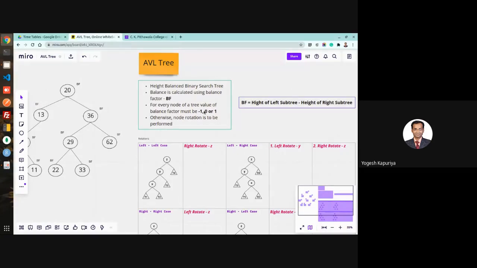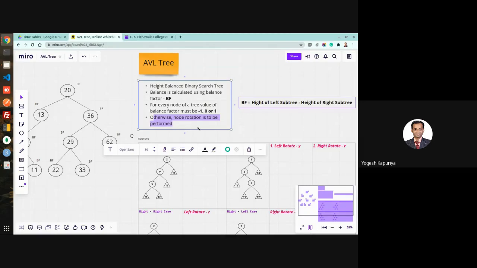So whenever you insert something inside a tree, the insertion is similar to the binary search tree. The way we insert elements in a binary search tree, the same algorithm applies here. But after the insert operation is done, you will calculate the balance factor, and then check whether the balance factor for every node is -1, 0 or 1. If for any particular node the balance factor does not belong to these three values, then you need to perform rotation for that particular node. So in case the balance factor is not this, the node will be rotated.